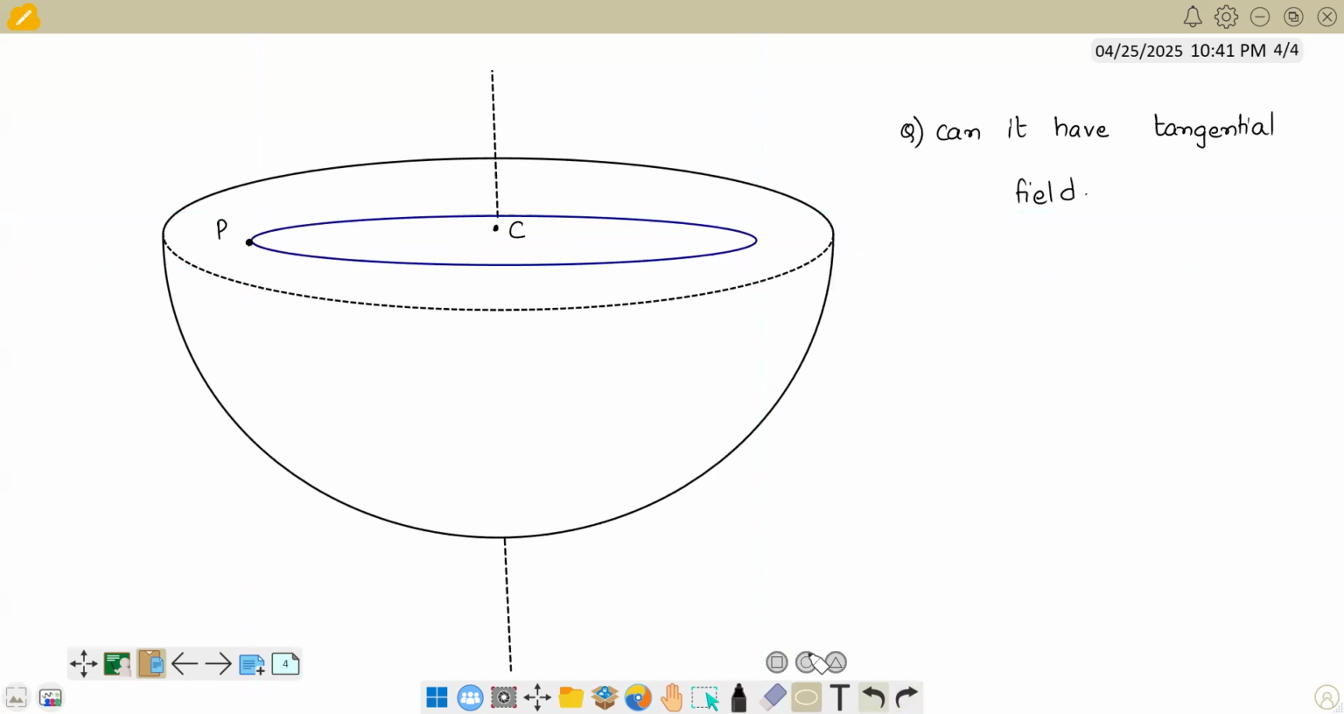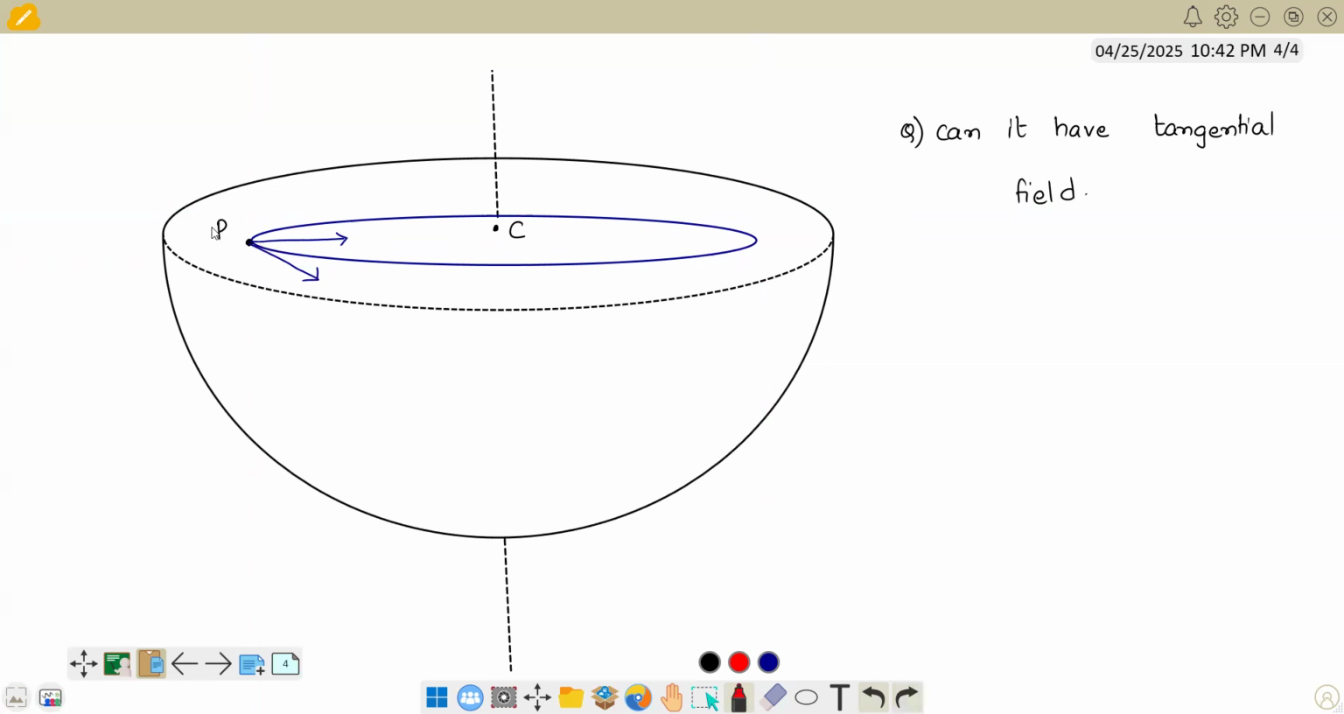So consider this imaginary circle. Can this point P have a tangential component and a radial component of gravitational field? Can it have both, so that the net field would be somewhat pointing in this way? So let us see that.